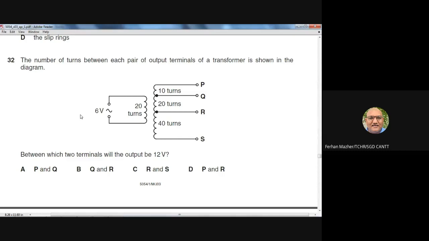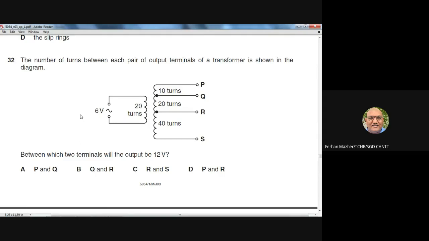Between which two terminals will the output be 12? The output should become double. The input is 6 volt. In the primary coil, the input voltage is 6 volt, and on the secondary side, you want the output voltage to be 12. So the output voltage you want is double, so the number of turns also is supposed to be double.